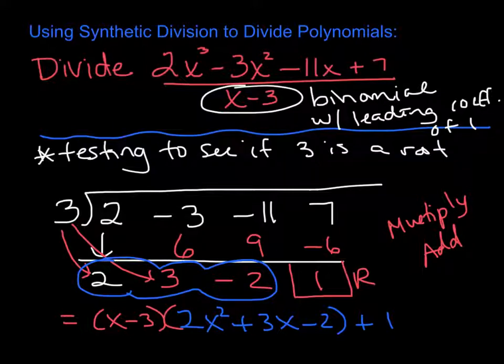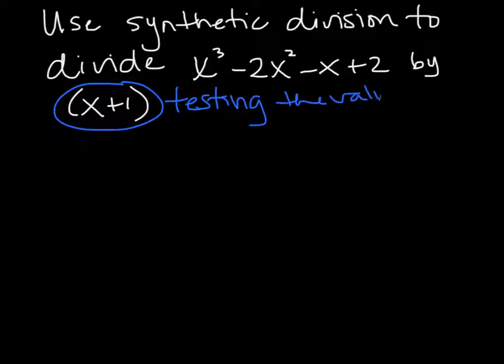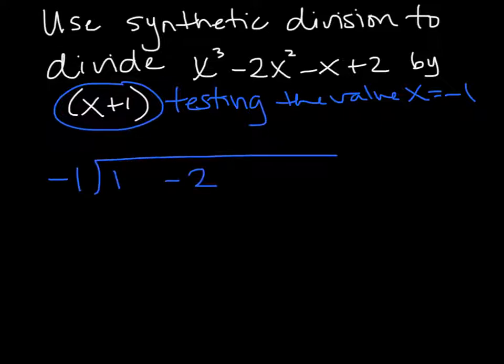Okay, so I wanted to try one where it did go in evenly. In this example, we're going to take this polynomial, x to the third minus 2x squared minus x plus 2, and we're going to divide by x plus 1. Keep in mind that if I'm dividing by x plus 1, it really means I'm testing the value x equals negative 1. If x plus 1 goes in evenly, I know x equals negative 1 is a root to this. So that's why I'm going to put negative 1 out here. I'm going to put my coefficients here inside.